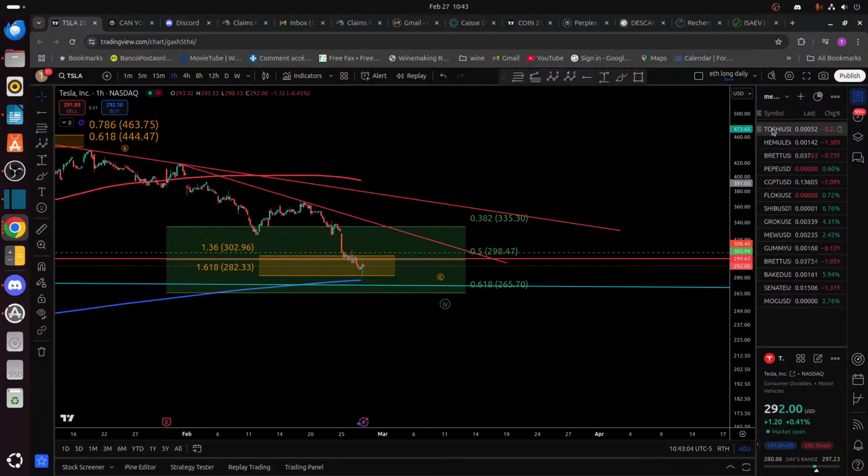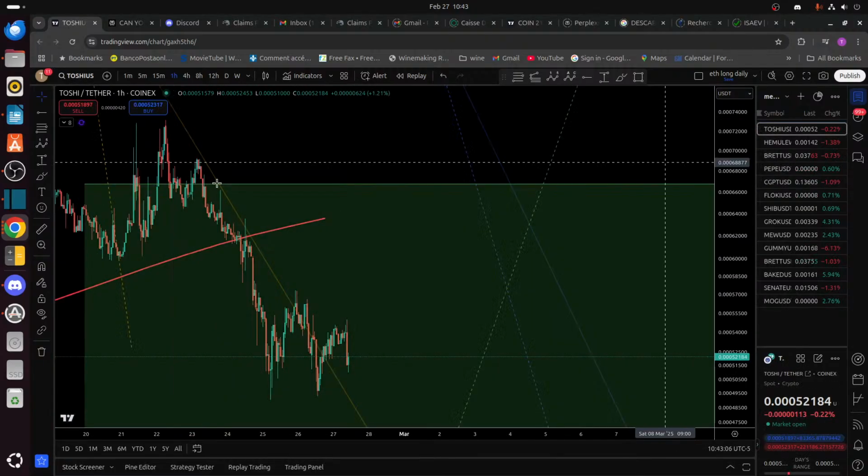Now let me check meme coins. How did they survive this?